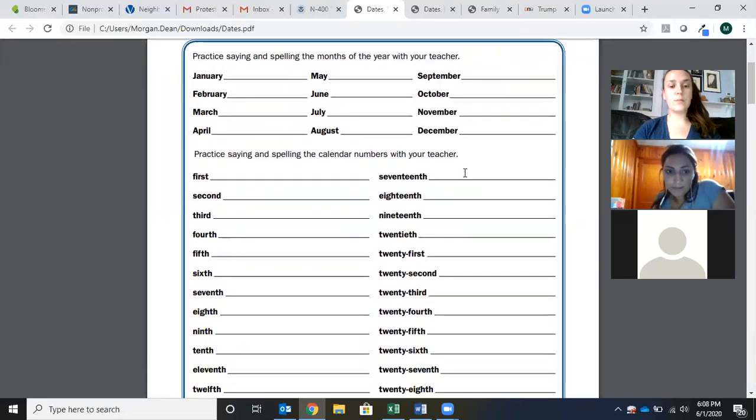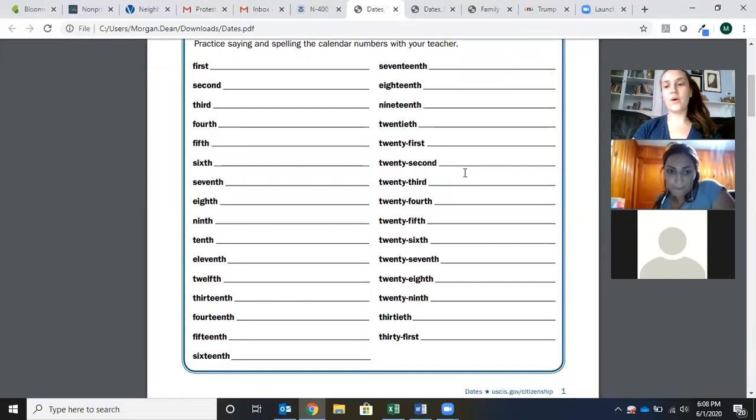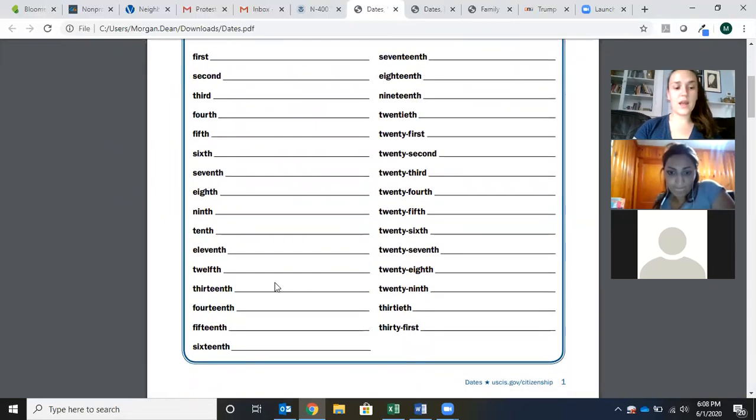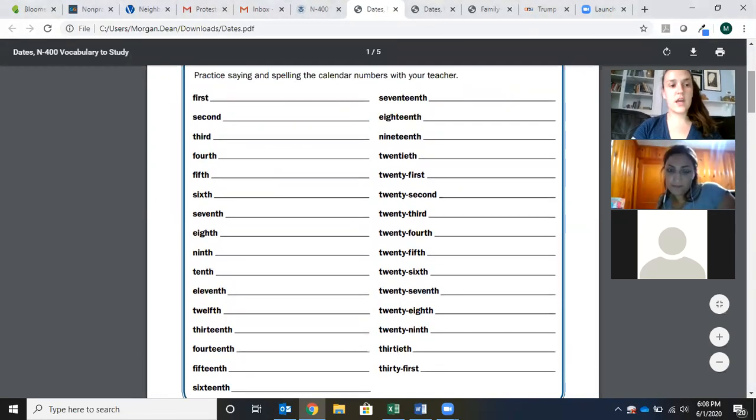Good. Okay, so now here's where things get tricky, right? We have to worry about all these numbers. I wish I had a secret to help you remember this, but I really don't. You just have to memorize it, okay? The ones that are a little strange are mostly the first three: first, second, and third. These are our strangest ones.